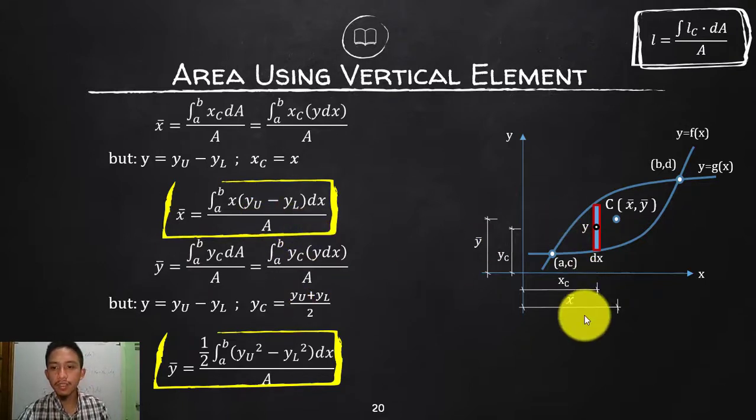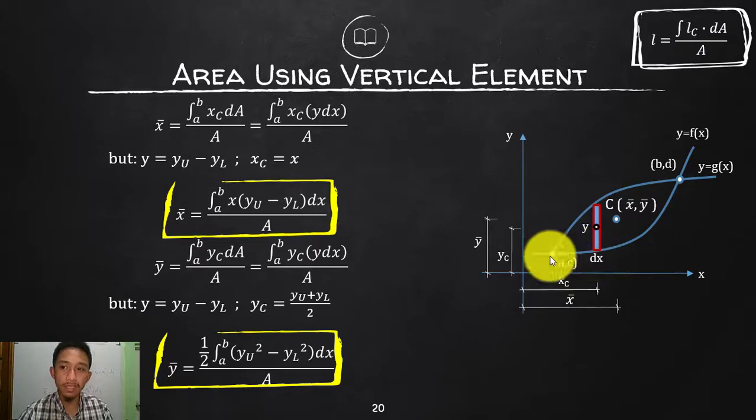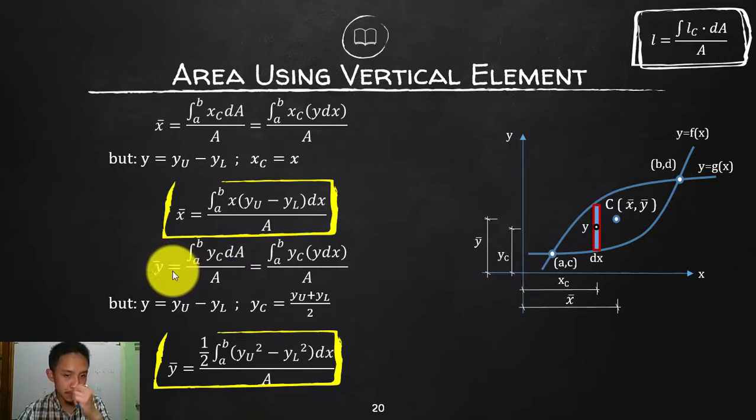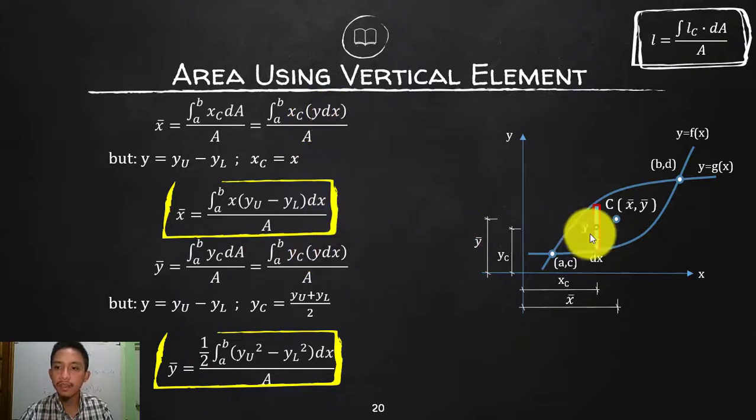And then how to get your y sub c? Okay, how to get your y sub c? So the same thing, all we need to do is consider a vertical here. So y bar, not y sub c. So y bar is the total, and then y sub c is the centroid of the element. Then the area is y dx, just like this one, y times dx, and then of course divided by the area.